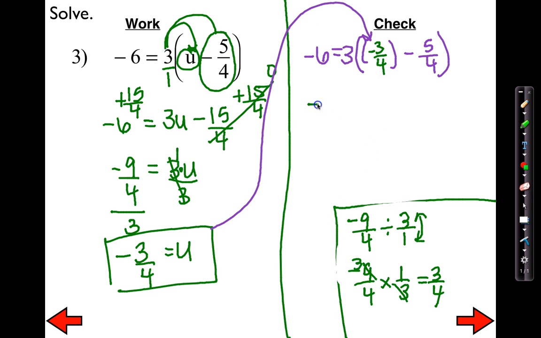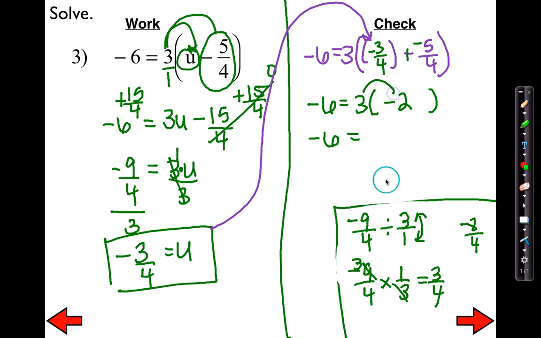So that's going to leave us with -6 equals 3. We're going to simplify what's inside the parentheses. We're going to go ahead and add the opposite. Notice here we have -8/4, just so that you can see. -8/4 does reduce to -2. So we're going to be left with -6 equals 3 times -2, which is also -6. So I can confidently say that the solution to this equation is indeed U equals -3/4.